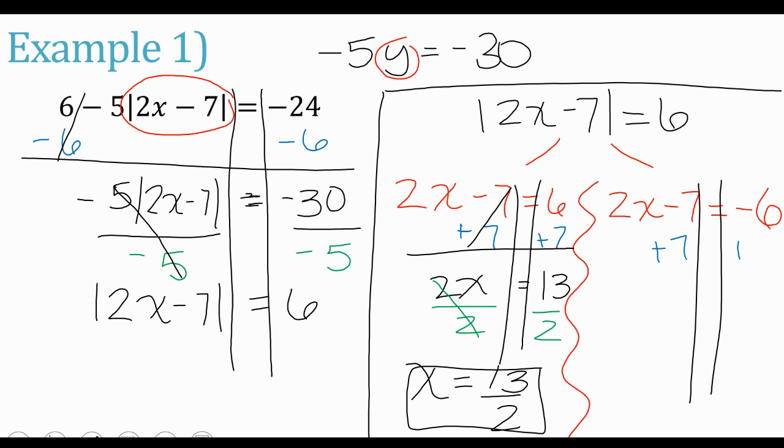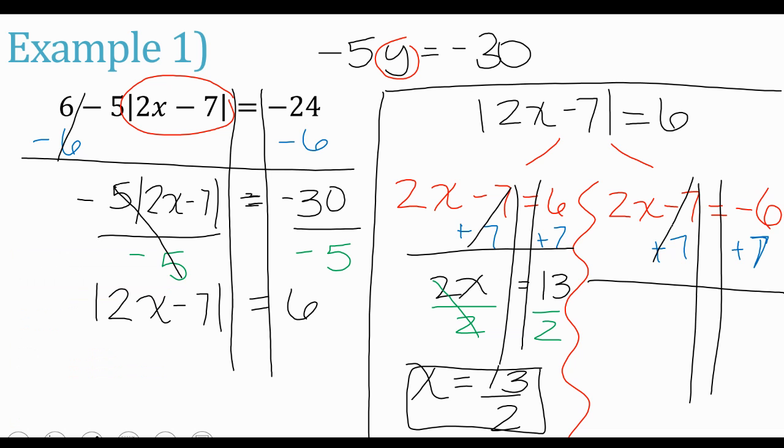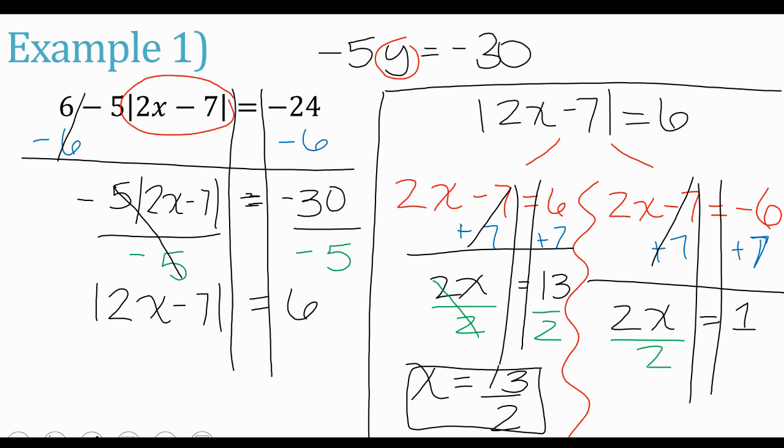Add 7. Add 7. That cancels. We get 2x is equal to a positive 1, since negative 6 plus 7 gives us 1. Okay, let's isolate x. Divide 2 on both sides. So we're going to get x equals 1 over 2.